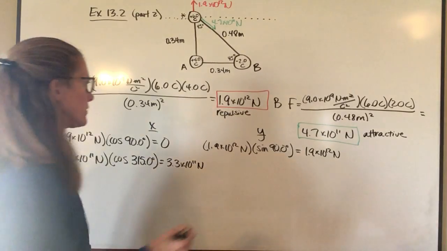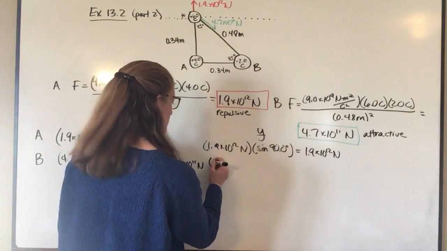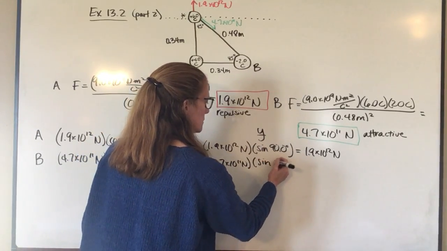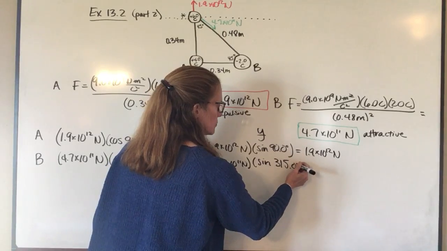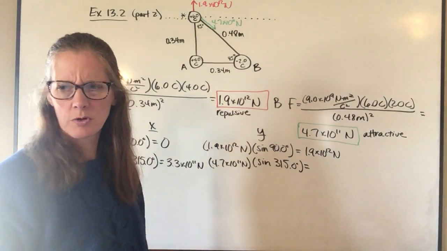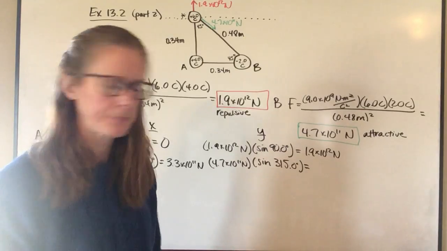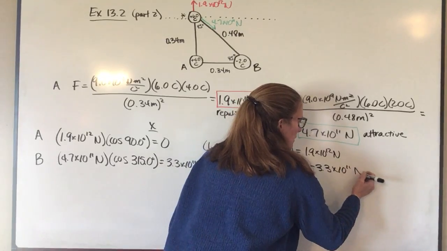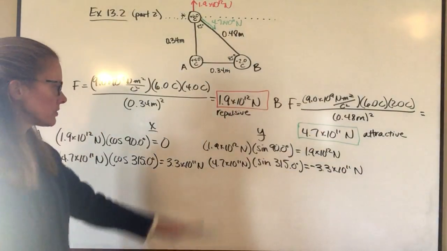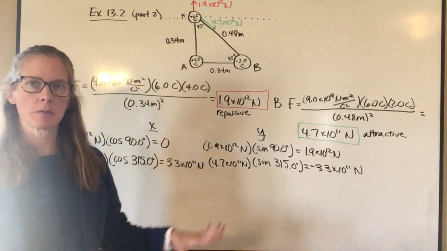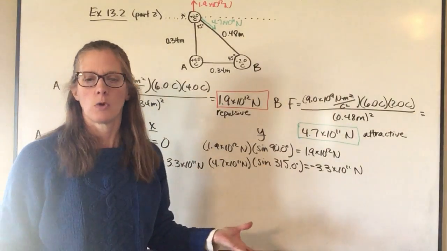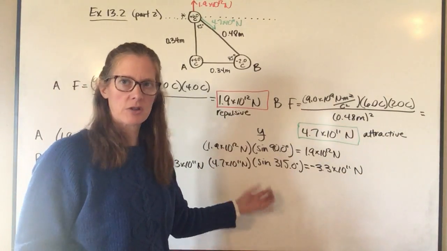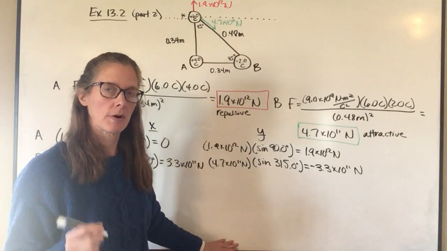And then I'll need to do the same thing for the y component. I've got 4.7 times 10 to the 11th newtons times the sine of 315 degrees. And that number comes out to be a negative 3.3 times 10 to the 11th newtons. Okay, so all this should look really familiar. It's the same kind of thing we did back in Module 3 when we were looking at velocity vectors or force vectors. Here we're looking at force vectors, but we have to keep in mind the angle that they're acting at.